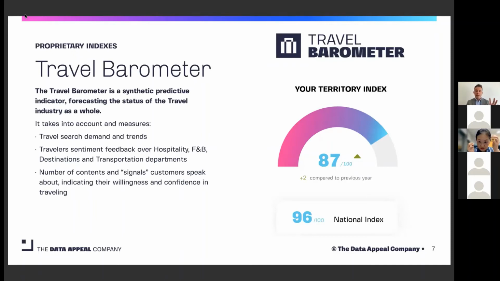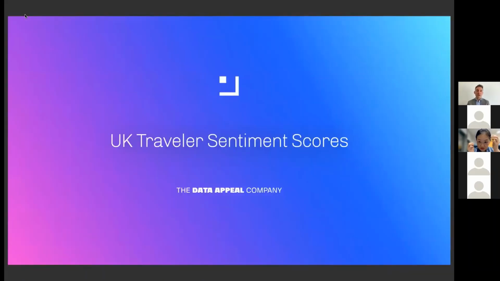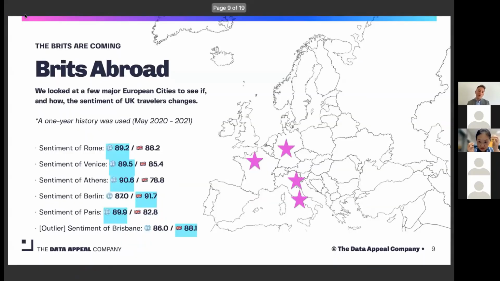So now that I've given you an idea of what we do, let's see how the UK travelers are behaving. This is to give you an idea of how they behave on short-haul destinations. What we've taken on purpose is the sentiment between May last year, when the hard lockdown started in the UK, up to this May in 2021. This is to showcase that even though people might not be traveling, they are still traveling through their social media, through their sofas, through their friends. So these are sentiment scores that have been calculated.